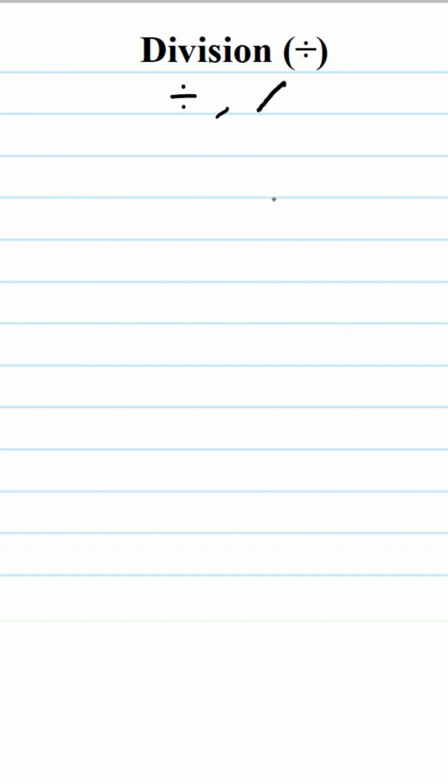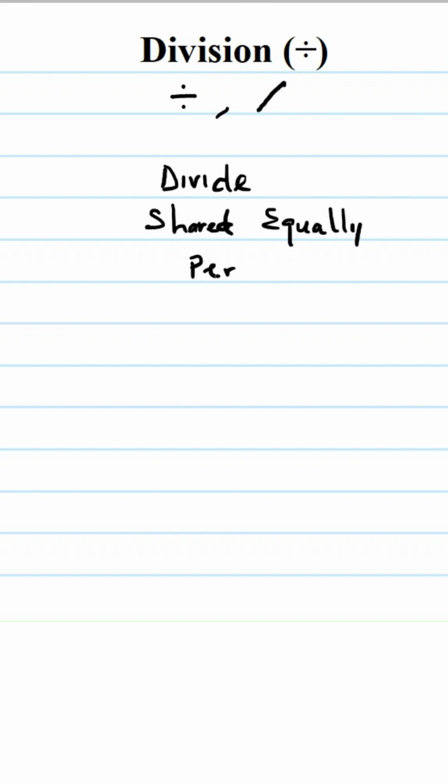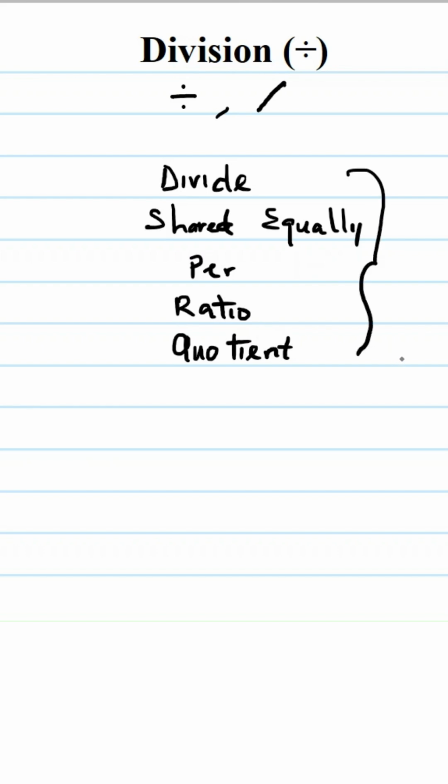The keywords that can be used to imply divisions are: we have divide, we have shared equally, we have per, we have ratio, and we have quotient. So these are the keywords we use to represent division. Now let's look at some examples.